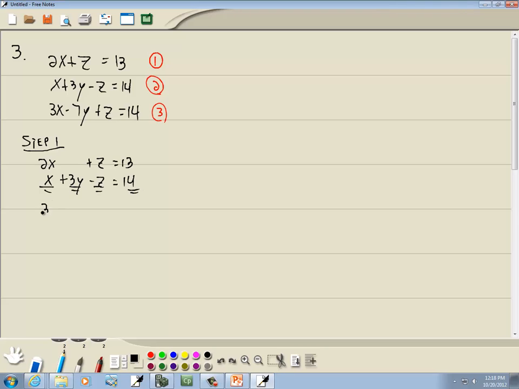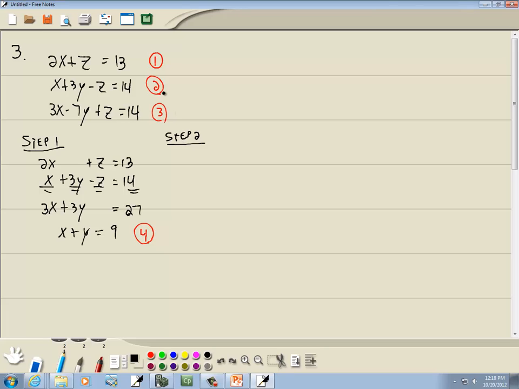2x plus x is 3x plus 3y. Z minus z drops away, and 13 plus 14 gives us 27. Now, I'm going to go ahead and see how these are all divisible by 3. I'll go ahead and divide all of them by 3. So we got x plus y is equal to 9. I didn't do that in an earlier problem, and I was kind of debating whether I should, but sometimes it's beneficial, sometimes it's not.